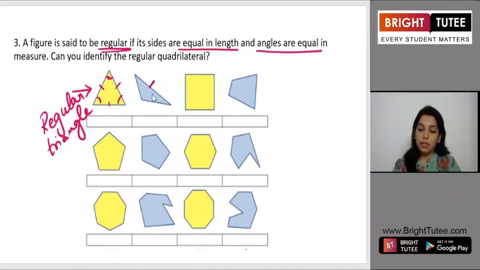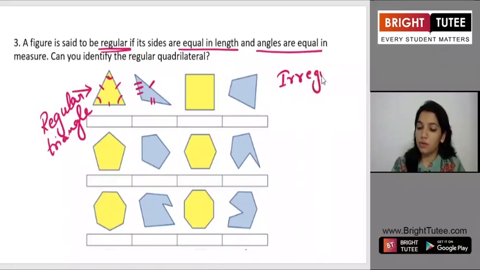Here, these three sides we cannot say whether they are equal or unequal. We just cannot say if they are equal. It looks like they are unequal. Also, clearly by observation, we can say that the three angles formed in this triangle are definitely not equal. So what we can say about this shape is that this is an irregular triangle. I'll just write it here. This is an irregular triangle.